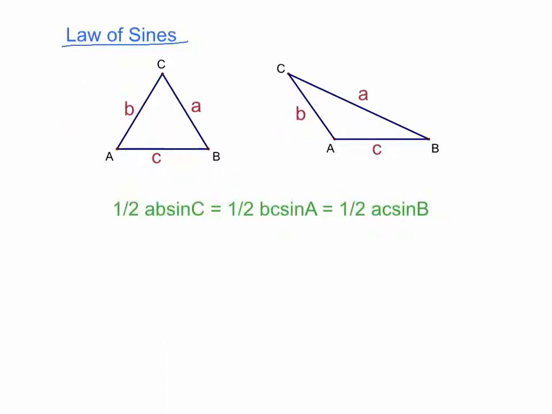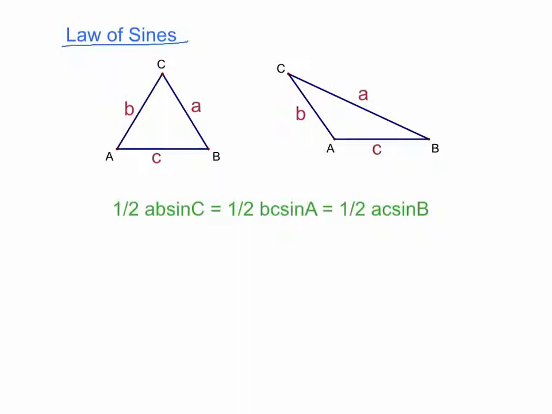So here we have two oblique triangles, the left one being an acute triangle and the right one being an obtuse triangle. And they're both a triangle ABC, and you see the angles and the sides labeled in both triangles.